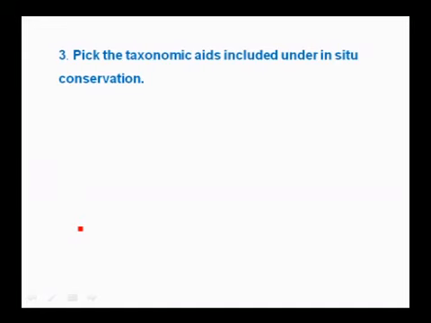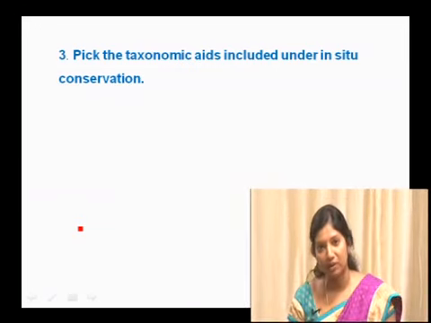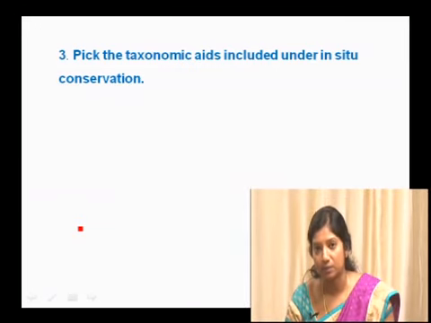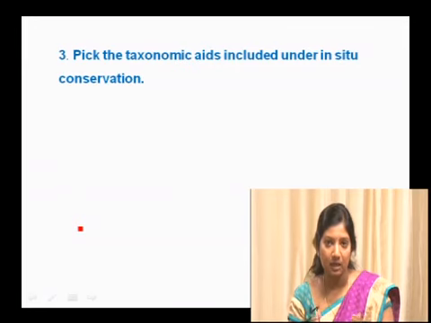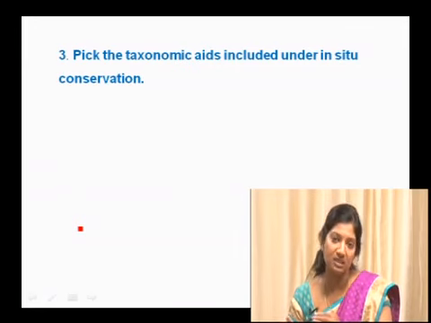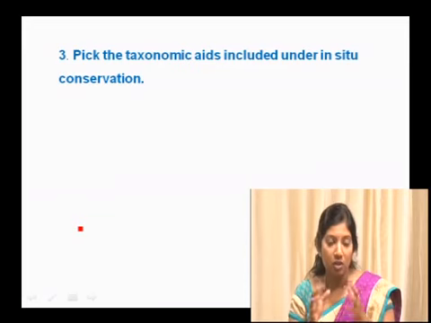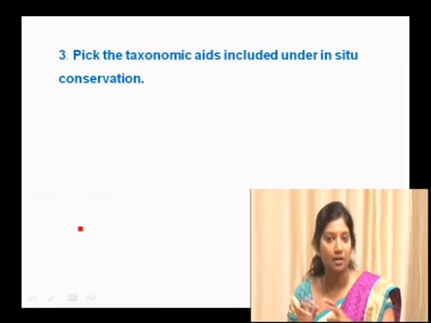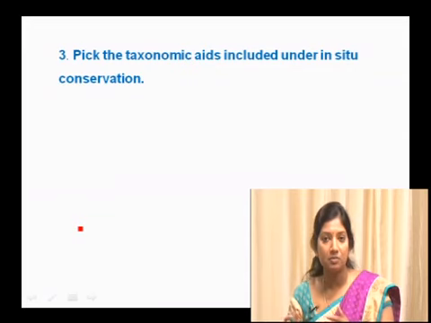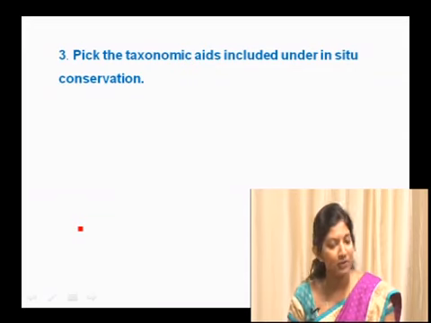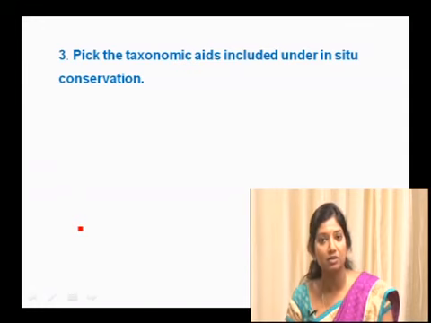Pick the taxonomic aids included under in situ conservation. Before looking into the options, let me first tell you what in situ conservation actually is. Conservation is nothing but protection of living organisms. These are basically of two types. Organisms can be protected in their habitat itself. Habitat means their dwelling place, where the organisms live, the natural system. So the organisms can be protected in their natural environment, or the organisms can be brought to man-made places where they can be protected. Then it is called ex situ conservation.